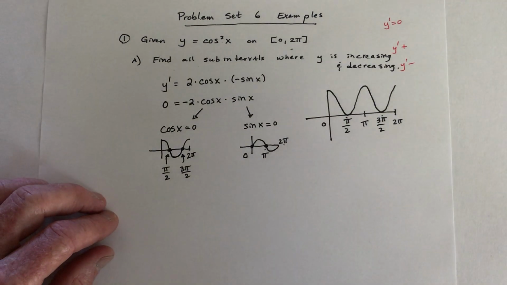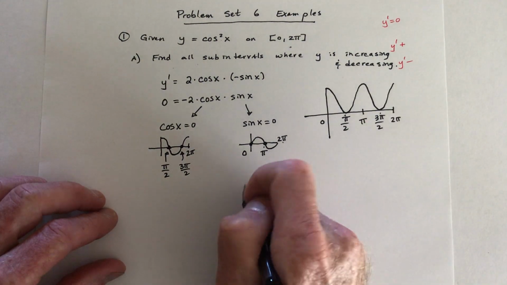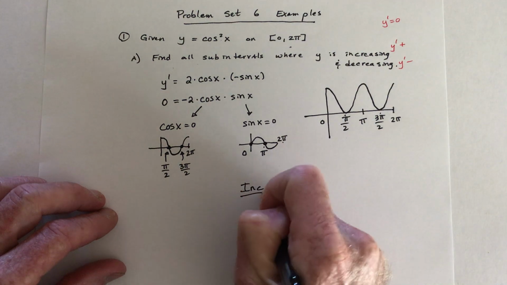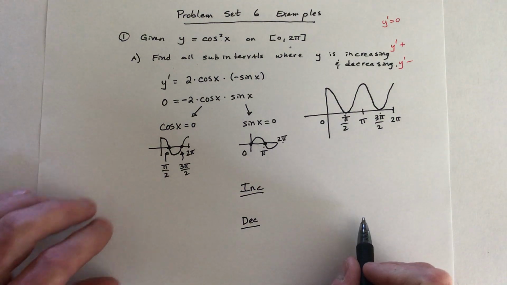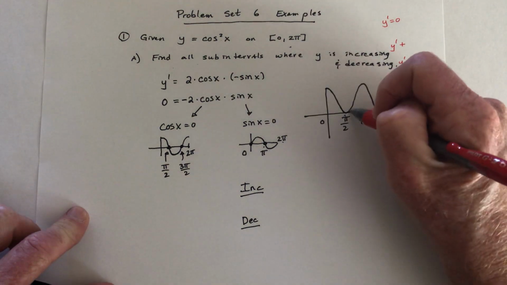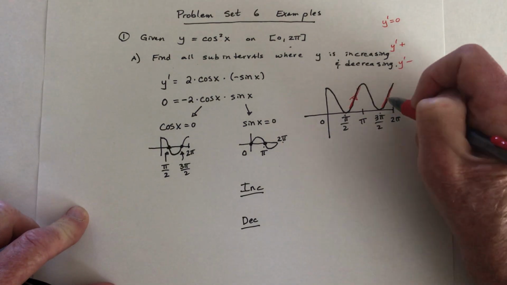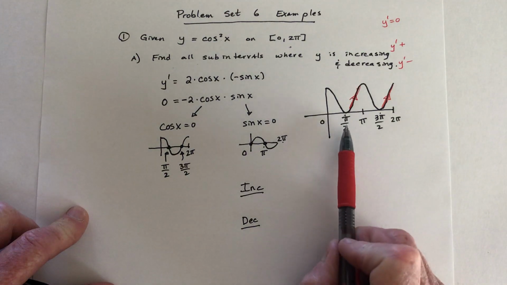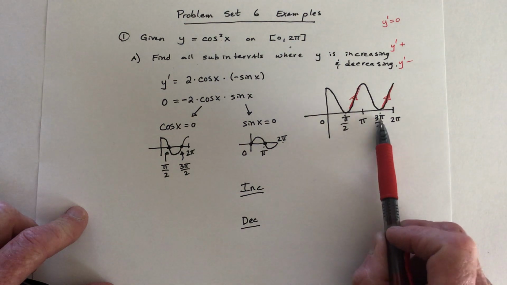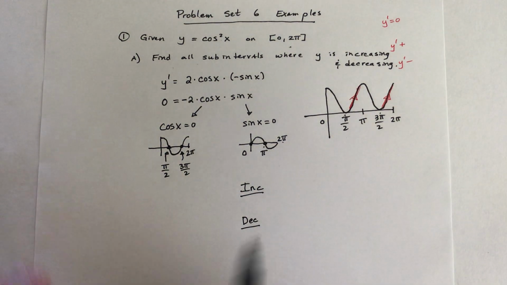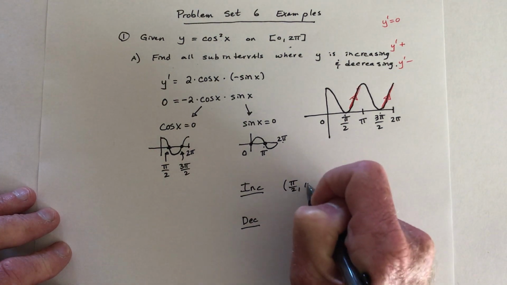Okay, now, where is it increasing and decreasing? So for increasing, I'll put that answer right here. And then for decreasing, I'll put that answer right here. So increasing would be this part is going up, and this part is going up. So for increasing, the interval would be pi over 2 to pi, and then also 3 pi over 2 to 2 pi. So for increasing, that's pi over 2 to pi.